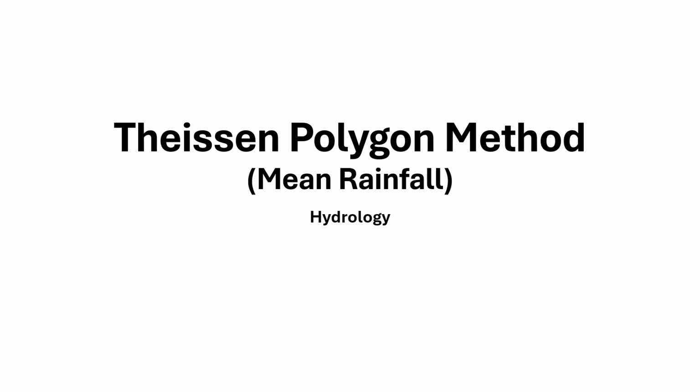In this video lecture, we are going to discuss how we can draw a Thiessen polygon to determine the mean rainfall or average rainfall in a catchment area. First of all, we need to learn how to draw a Thiessen polygon. Then we will move towards finding the average rainfall in a catchment area using this method.